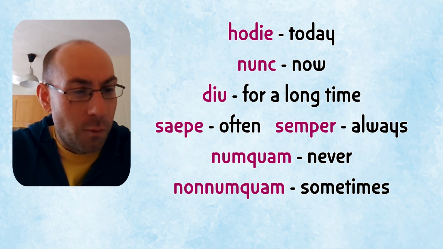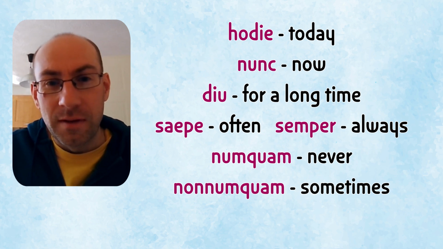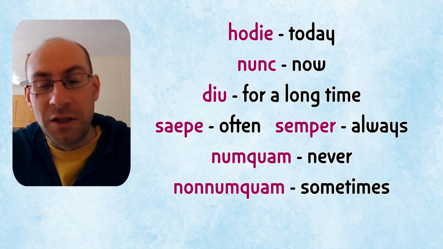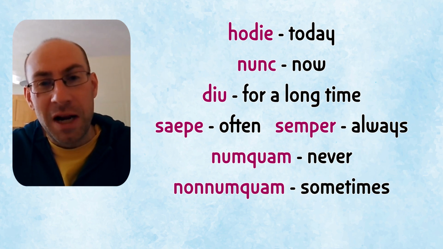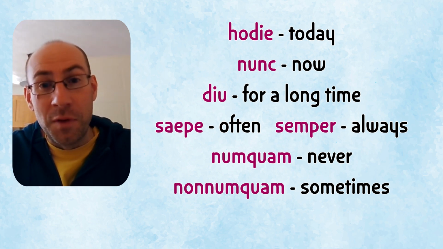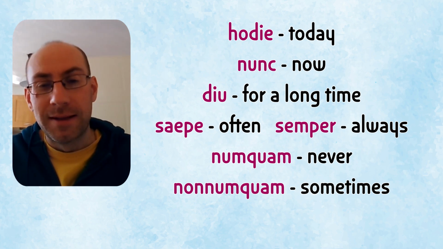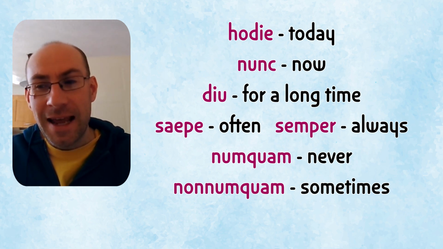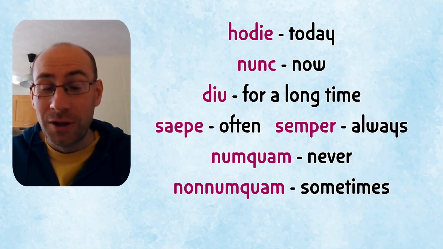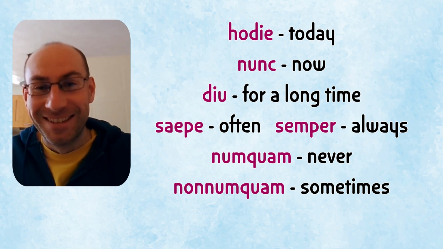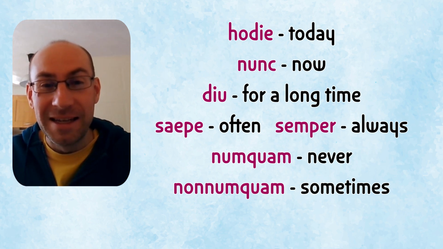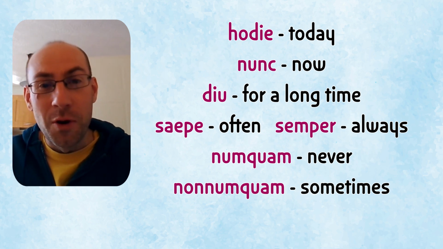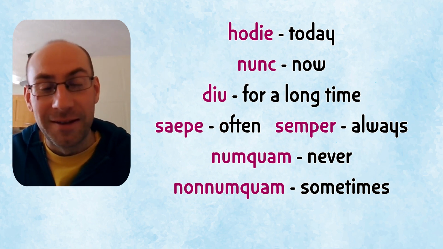Let's add a few new words. If you want to express for a long time, the word is diu, D-I-U. It also reminds me of the English word duration. Something takes a long time, that's the duration. The word for never, numquam. It's a nice sounding word, isn't it? Now, this next bit: if you know what non means, not, then if numquam is never, then non numquam is not never, which means sometimes. Sometimes, not never.